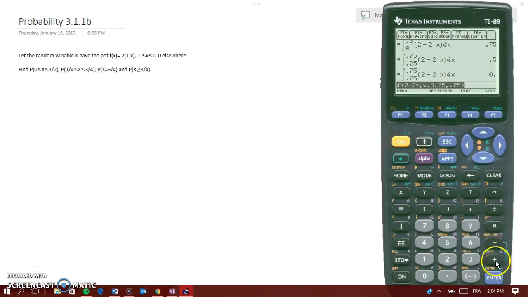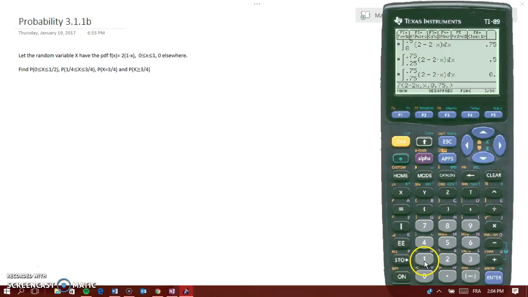So the last one says the probability that x is greater than or equal to 0.75. Now you may have the tendency of putting 0.75 and then to infinity, but it doesn't work like this. Why? Because here it says that if it's not between 0 and 1, then it's 0, because remember it says 0 elsewhere. So infinity would not work.